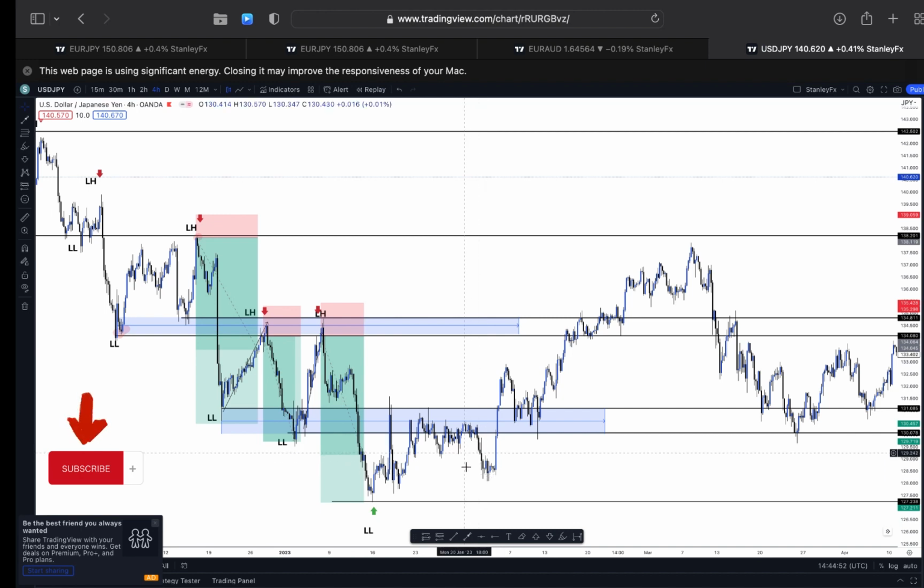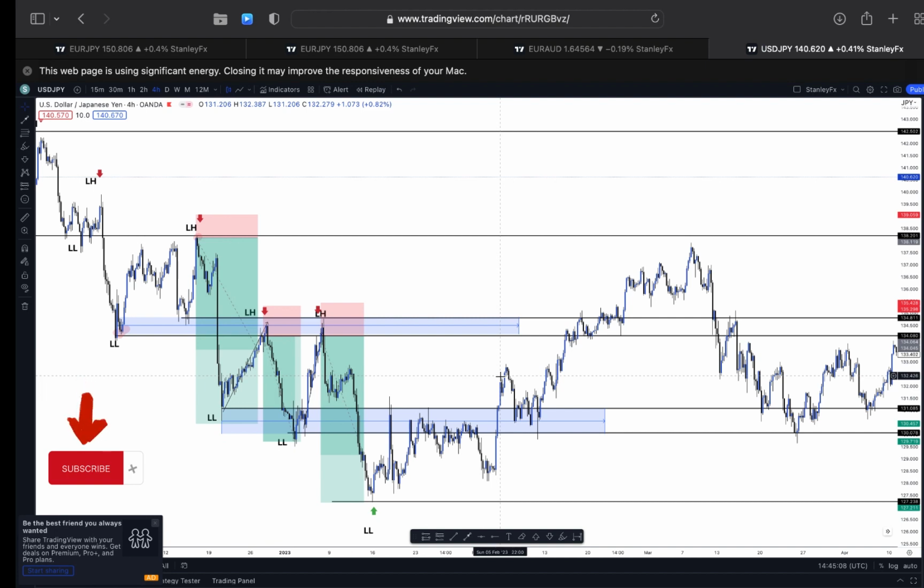From there we can see this strong push to the upside, which enabled the buyers to break above this zone.